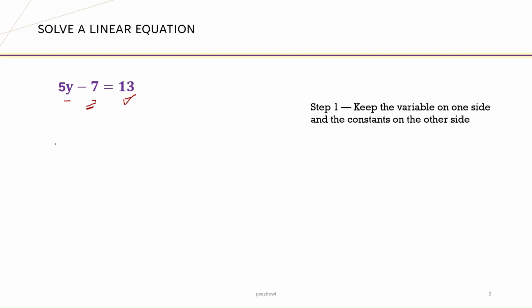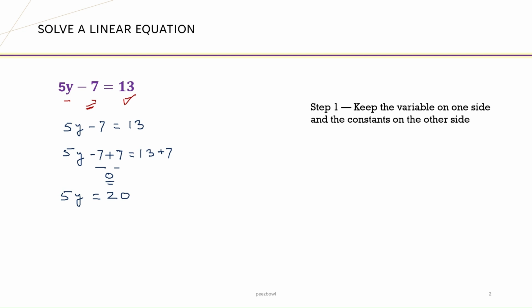Let us see how we do it. We have 5y minus 7 is equal to 13, and I want to remove 7 from the left hand side so that we will have only the variable 5y. Because there is a minus 7, I will have a plus 7, and because I'm adding 7 on the left hand side, I will also add 7 on the right hand side so that the equation will be balanced. So on the left hand side we have minus 7 and plus 7, that is 0. So we will have 5y equal to 13 plus 7, which is 20.